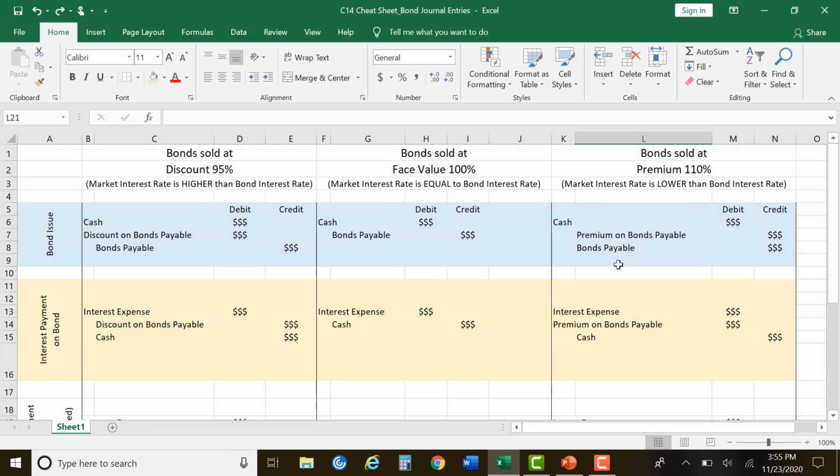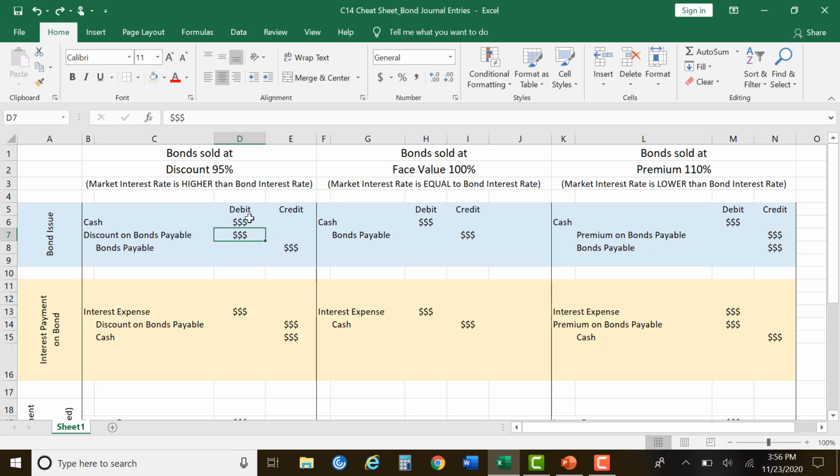The ones that are a little more, they're not more difficult, they're just different. So let's go under bonds sold at a discount, or 95% of the value. This is a situation where the market interest rate is higher than the bond interest rate. So everybody else's bonds are selling for 6% interest. Mine is only 5%, so mine isn't as valuable. So somebody comes in and says, okay, I'll buy your $1,000 bond, but I'm not going to give you $1,000 for it. I'll give you $950, which is 95% of 1,000. That's where we get that 95 from.